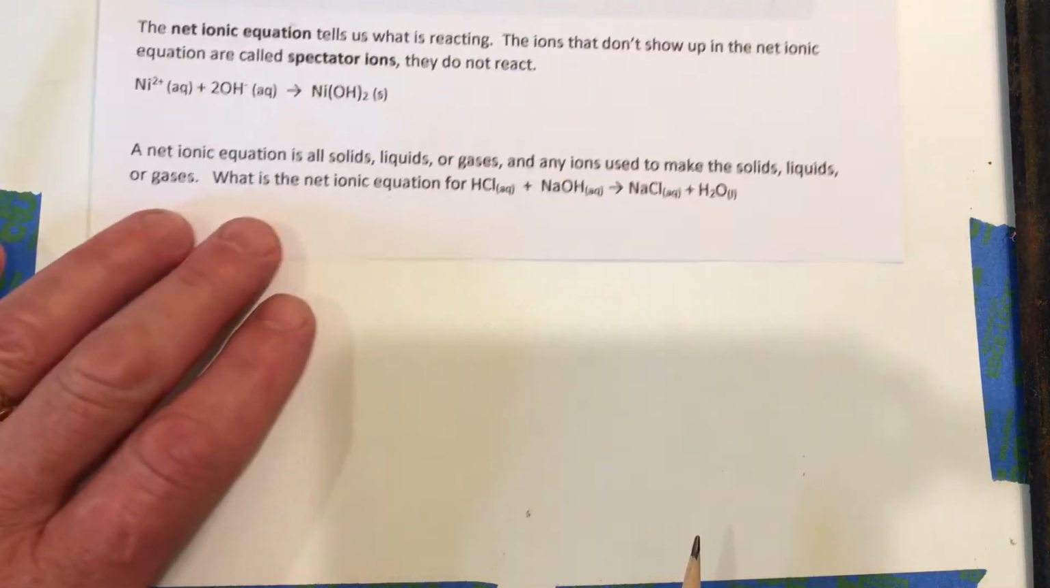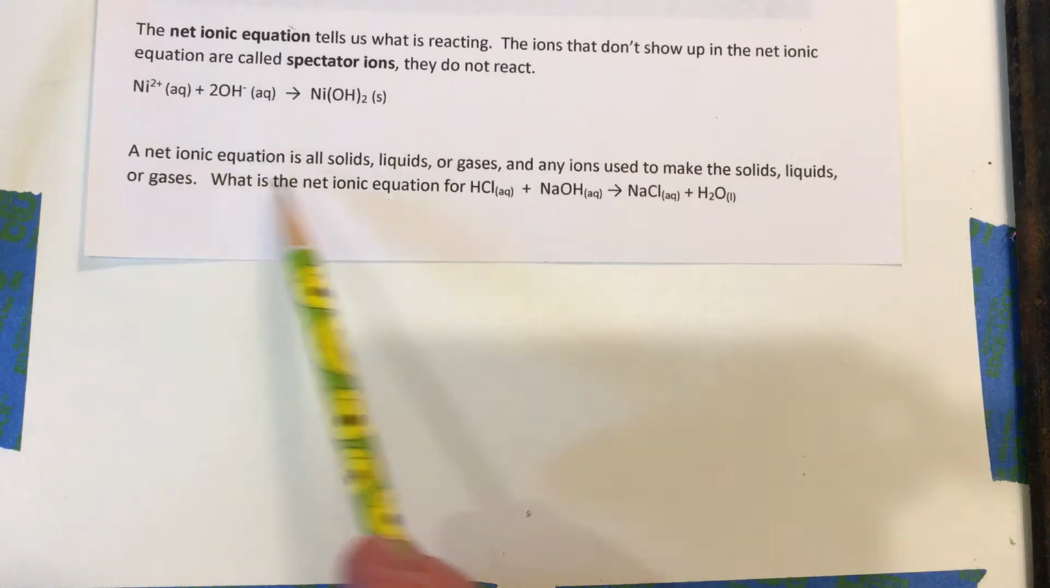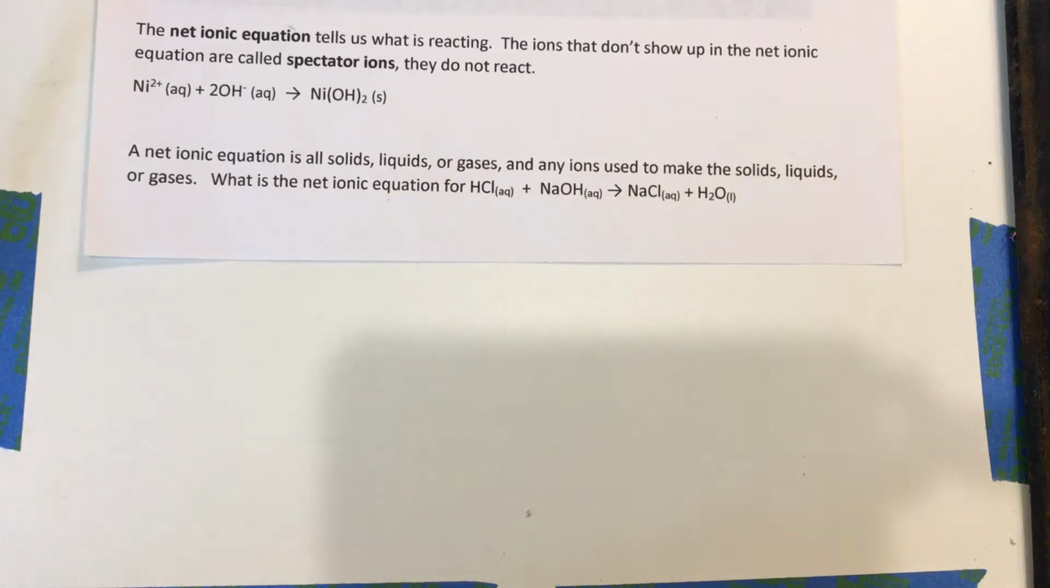Let's take a look at one more here. To start with, just a sentence to describe a net ionic equation: it is all solids, liquids, or gases, and any ions used to make the solids, liquids, or gases.